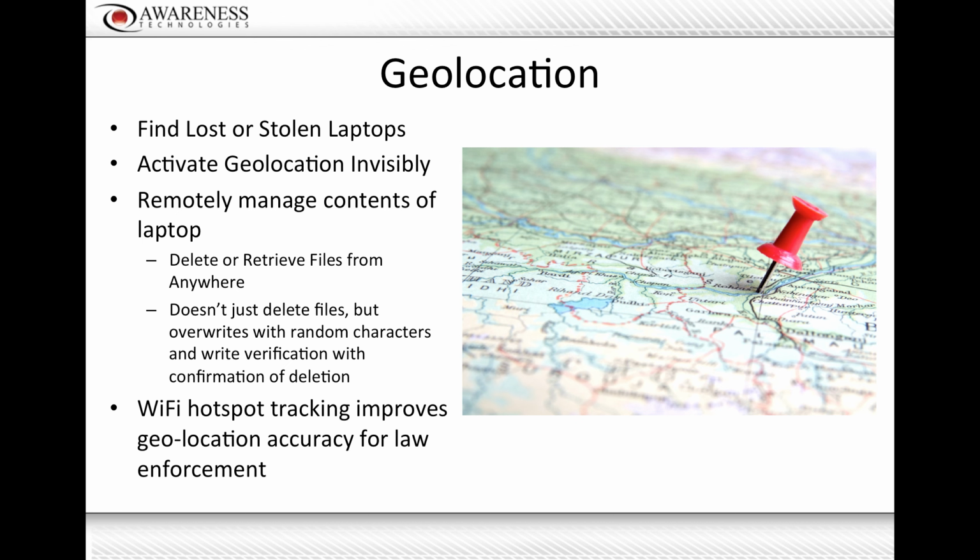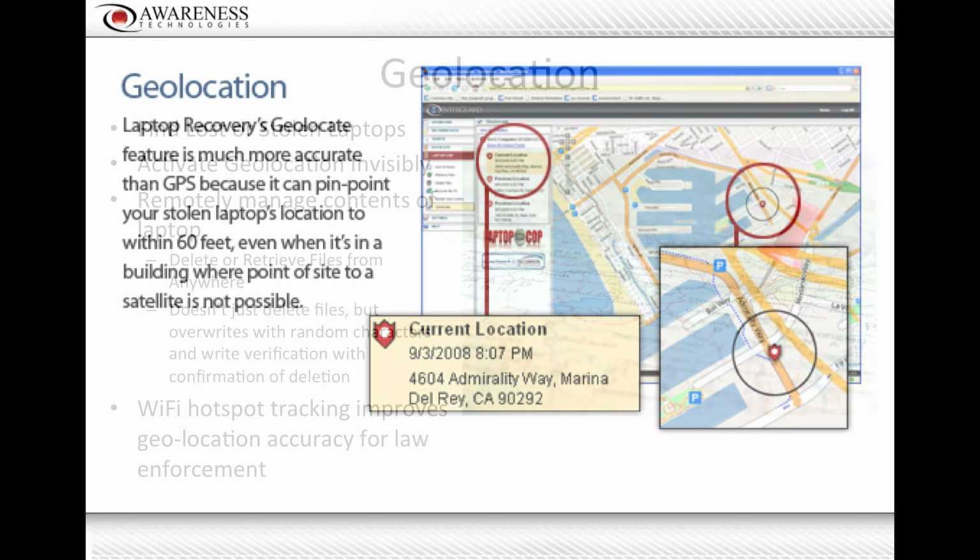And then finally, geolocation, going back to those lost or stolen laptops. Geolocation and the recovery is invisible. Just like everything that we do, it's invisible on the computer. We're able to track and see where your laptops go. If someone reports that they're lost or stolen, we're able to see where it's at. We're able to help out with law enforcement with that.